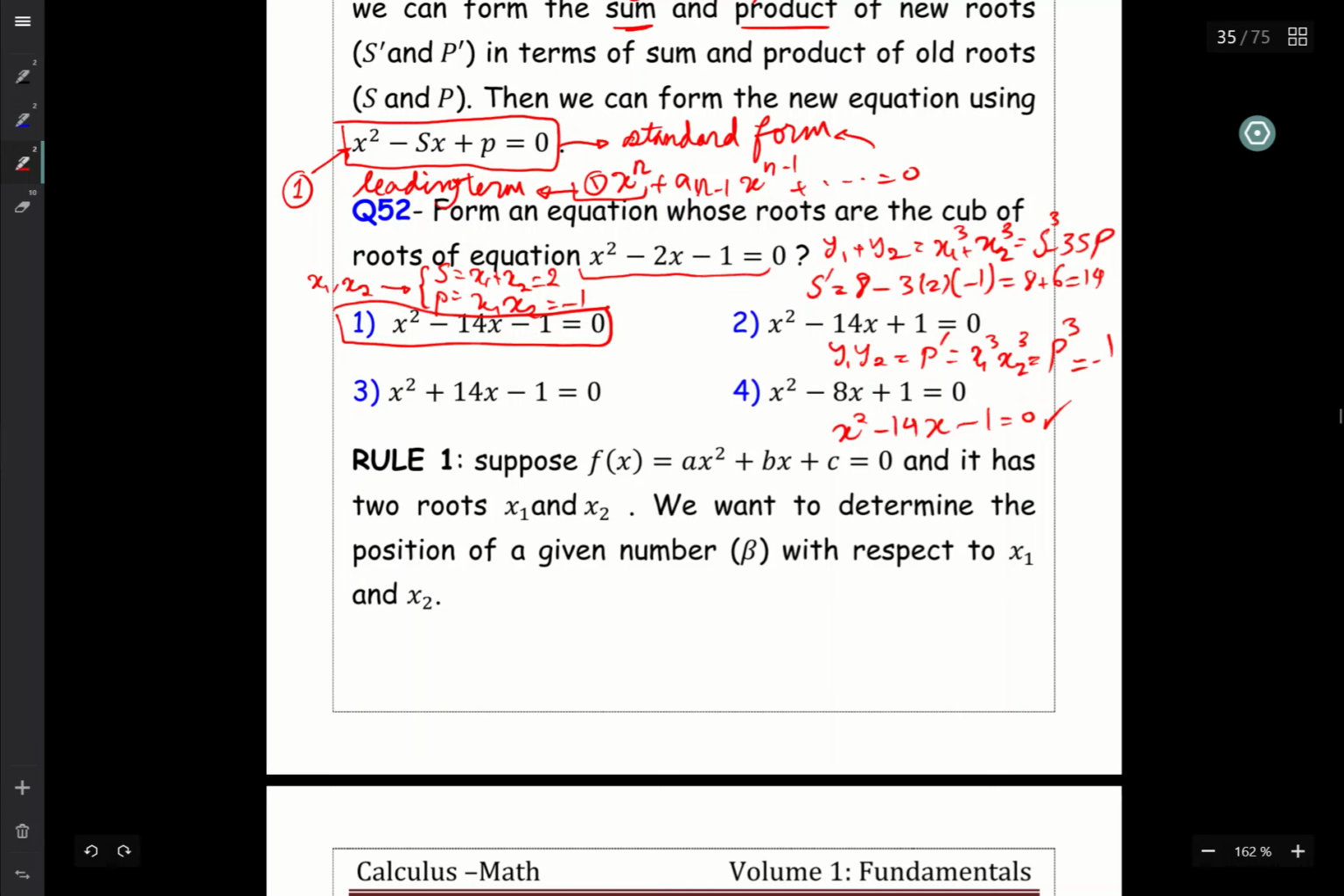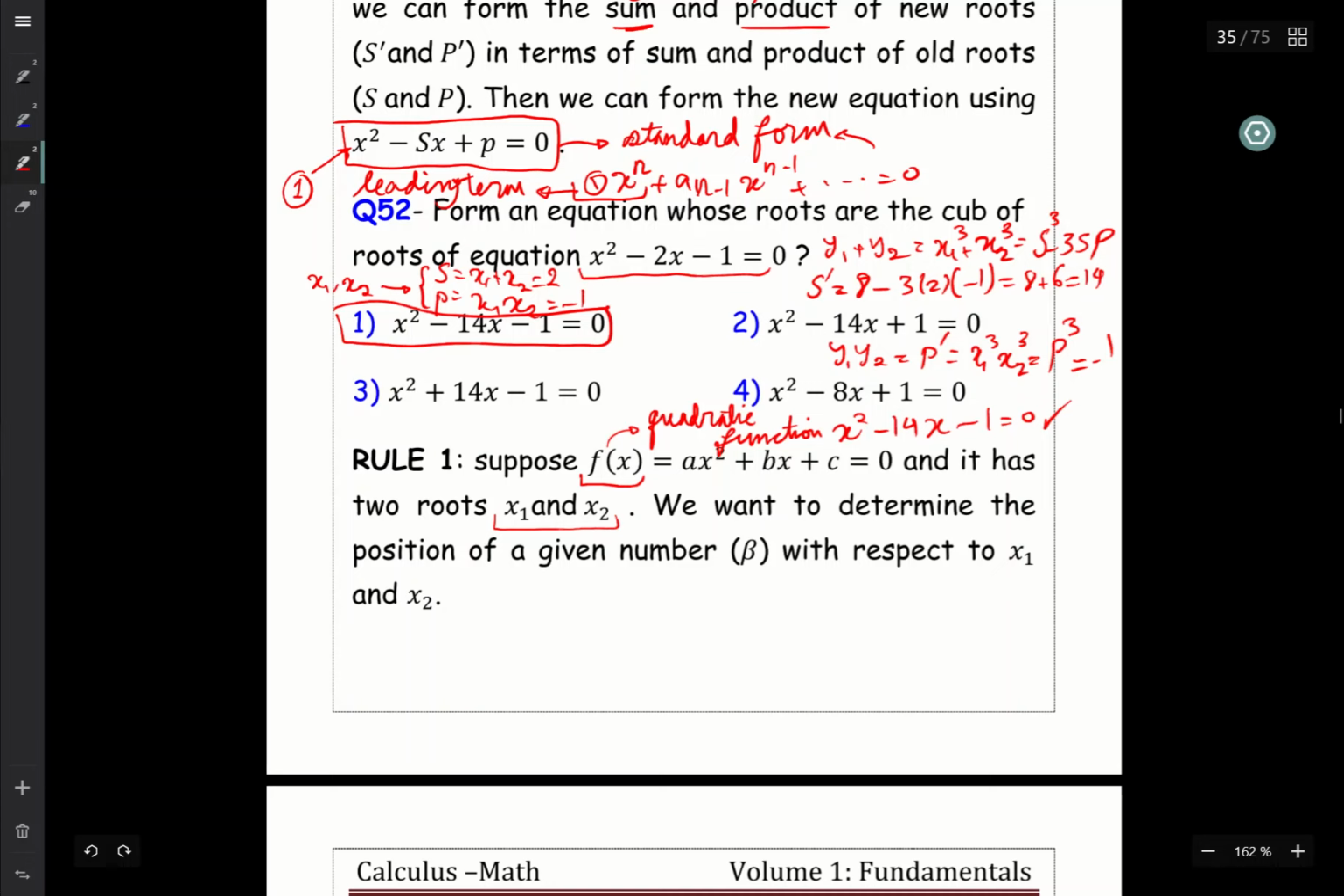Alright, rule 1. Suppose f of x is our function, a polynomial function, a quadratic function, ax squared plus bx plus c equals 0. And it has two roots, x1 and x2. We want to determine the position of a given number beta with respect to x1 and x2.